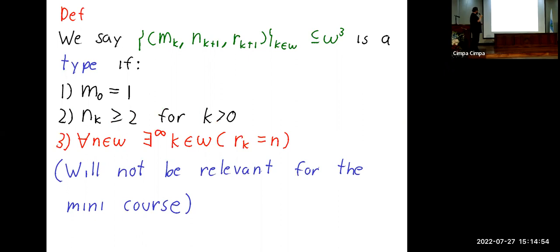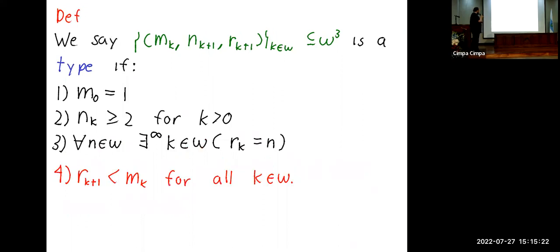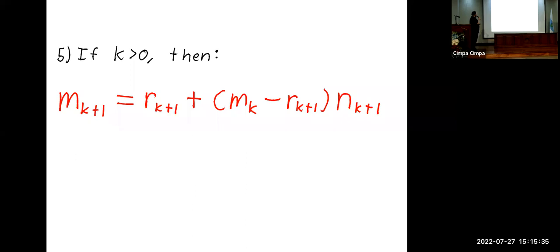For every n you choose, there are infinitely many k's such that r_k is 3. So the r's cover omega, every point is covered infinitely many times. This is important for some of the proofs in this topic, but if you forget, for these lectures it's not important. We are not going to use it. Okay, r_{k+1} is less than n_k. And the last condition, if k is bigger than 0, then we have this weird arithmetic relationship.